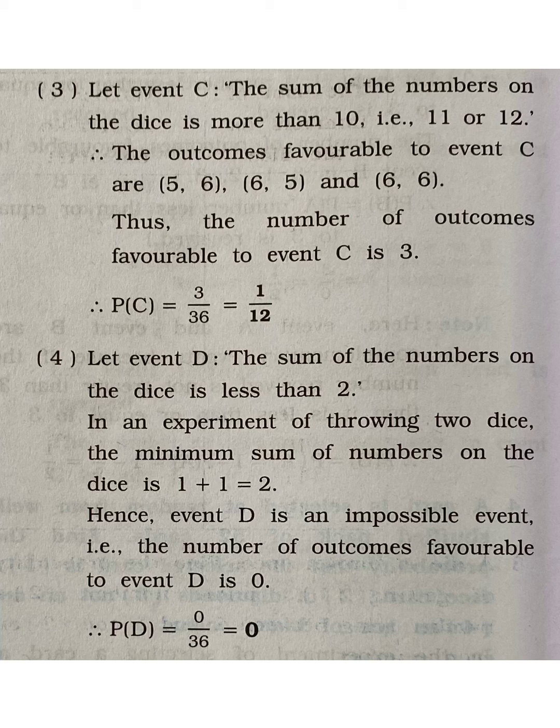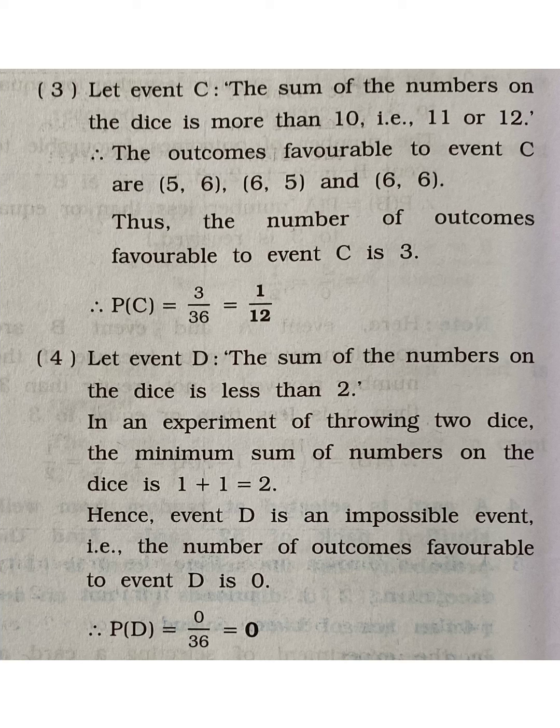Next we have to find the probability of getting a sum of numbers on the dice more than 10. The favorable outcomes are (5, 6), (6, 5) and (6, 6). You can see that if you take the sum of these numbers, it is more than 10. So the total number of favorable outcomes is 3. So the probability is 3 by 36, that is equal to 1 by 12.